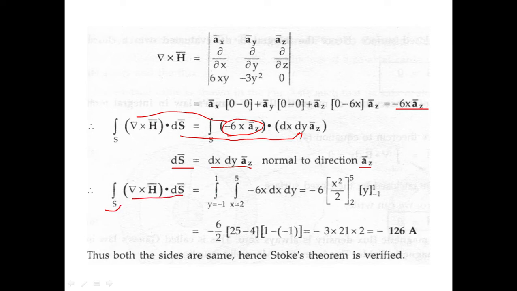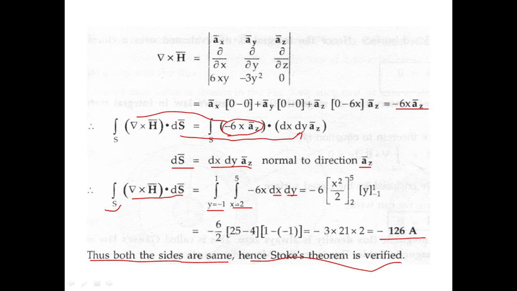Now ds, integration over S, that is the LHS, RHS, equation of Stokes theorem. When you solve this one, we have dx and dy. So dx changes from 2 to 5, dy changes from minus 1 to 1. When you solve this, you will get minus 126 amperes only. So hence, both sides of Stokes theorem are verified, right?